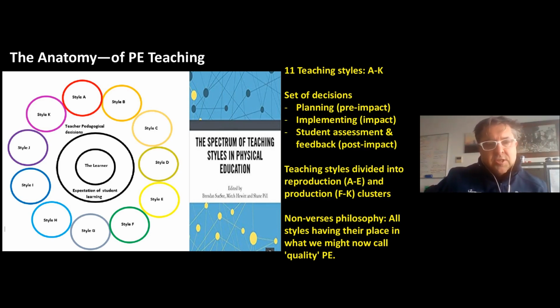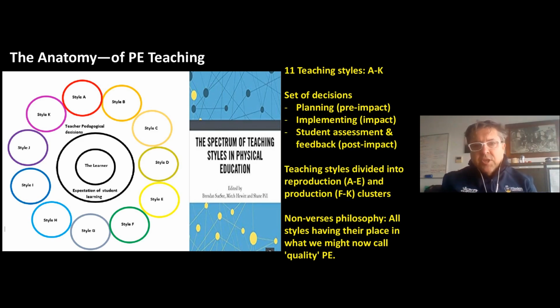Once we understand the learner's needs as individuals and the group collectively, we can then put expectations on the student learning. And once we have those expectations on student learning, the teacher has some pedagogical decisions to make. And it's at this point of pedagogical decisions that we engage with the spectrum of teaching styles. So the spectrum of teaching styles identifies 11 distinctive styles that we can apply to achieve particular outcomes. In planning to deliver each of those styles, there will be what we call pre-impact, the planning work that is done in preparation for the lesson. There is impact, which is what happens during the lesson. And there is what in the spectrum we call post-impact, which is the student assessment and the feedback that we provide to the students after they've experienced the teaching that the individual teacher has put in place.